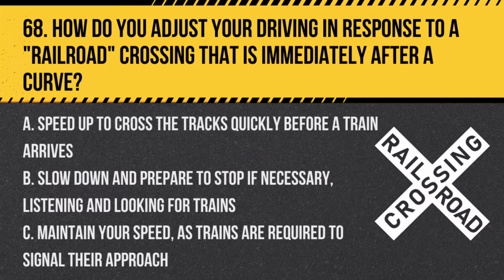Question 68. How do you adjust your driving in response to a railroad crossing that is immediately after a curve? A. Speed up to cross the tracks quickly before a train arrives. B. Slow down and prepare to stop if necessary, listening and looking for trains. C. Maintain your speed as trains are required to signal their approach.